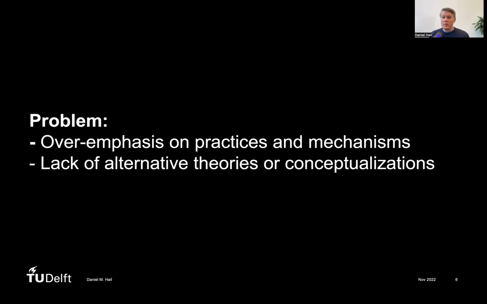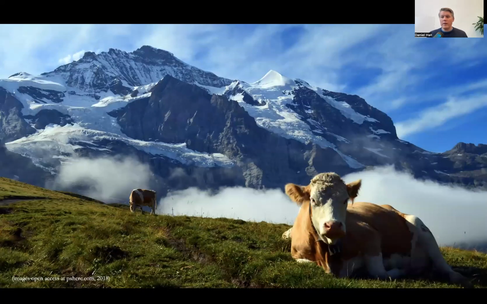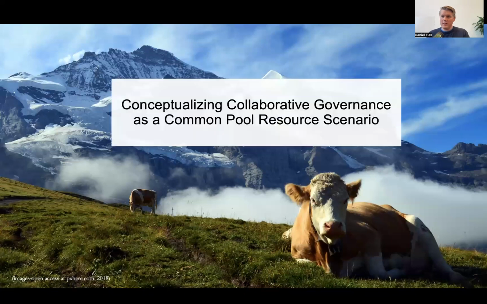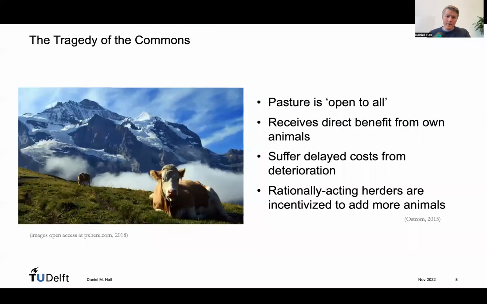This is all well and good, but I find there's a lack of overall alternative theories or high-level conceptualizations of what exactly the governance mechanisms are meant to do. What are we trying to achieve? And so in this work, we really like to reframe and rethink about the holistic view of collaborative project delivery, and we think of it as a common pool resource scenario. And I'm going to dive into that in the rest of this presentation.